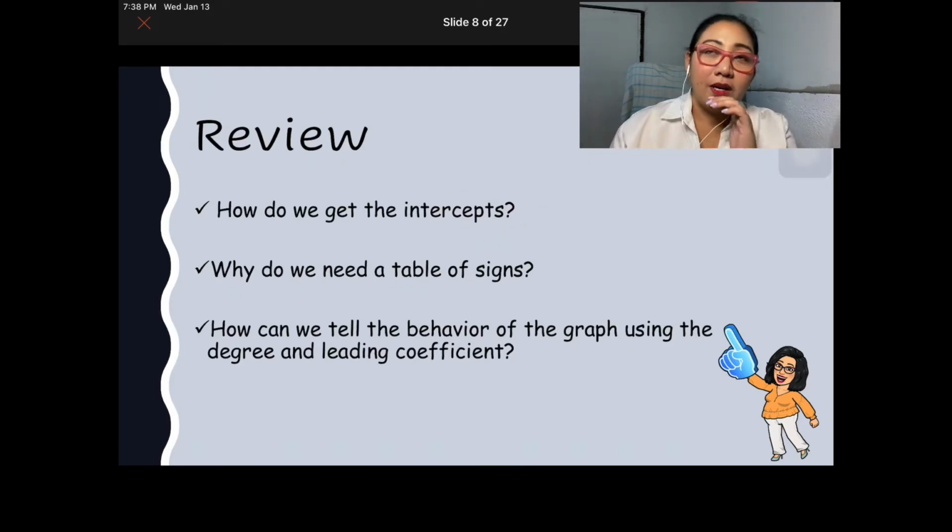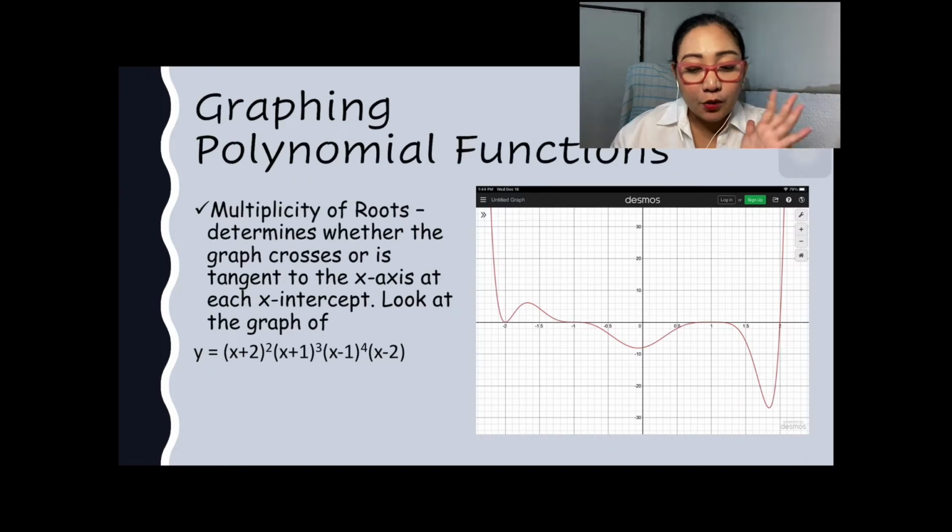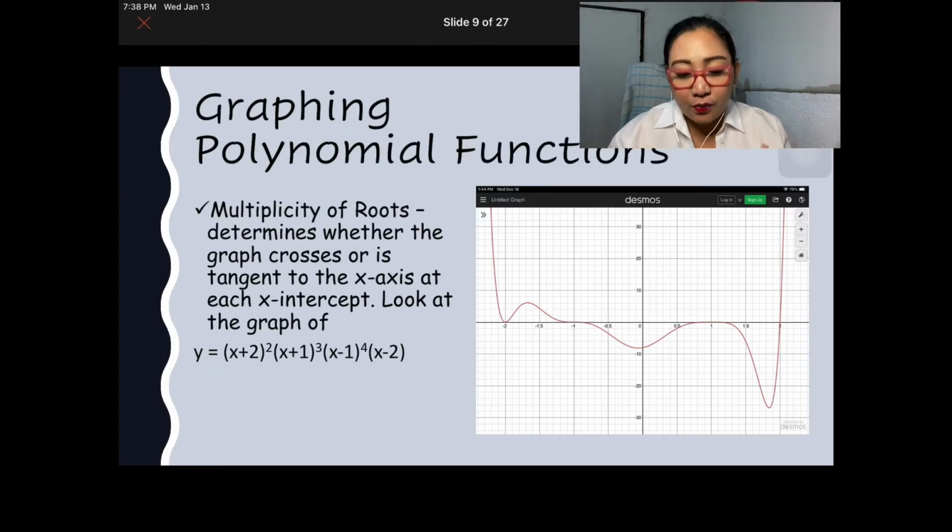So, now, ang aaralin natin susunod na aspect ay ang multiplicity. So, what is multiplicity? It determines whether the graph crosses or is tangent to your x-axis. Okay? So, paano natin malalaman yan? Now, kung napapansin nyo po, dito sa aking graph, meron akong function na y is equal to (x + 2)^2 (x + 1)^3 (x - 1)^4 (x + 2). Now, this graph is the graph of that said function.